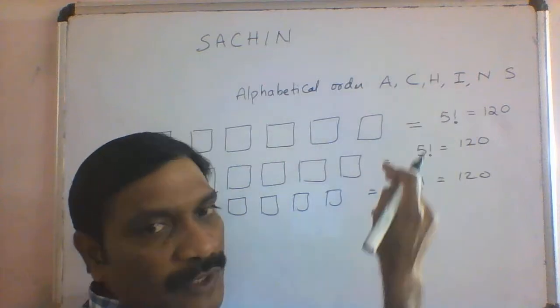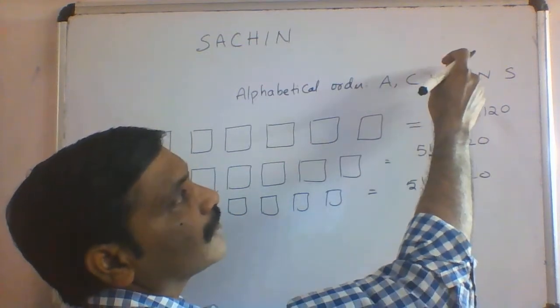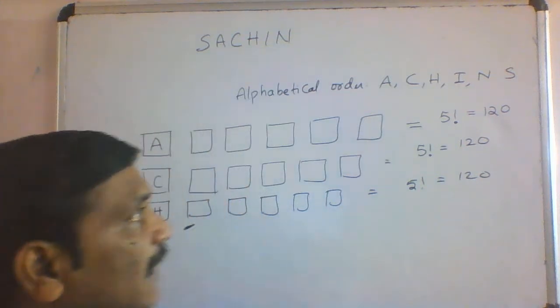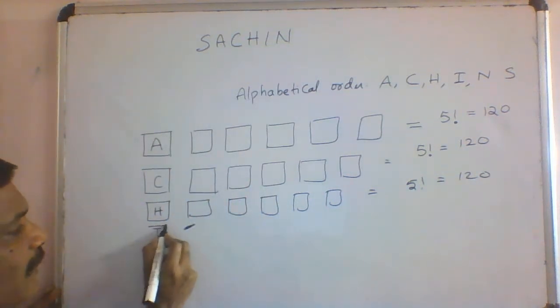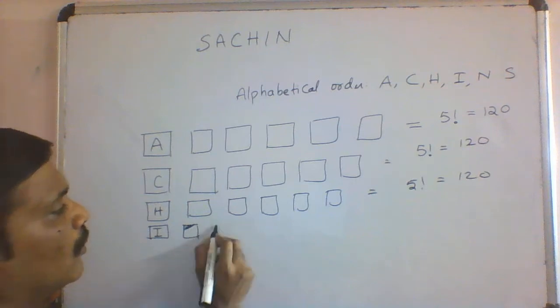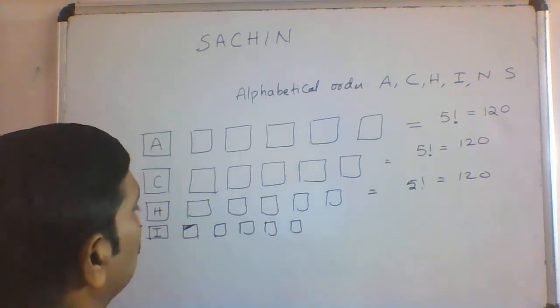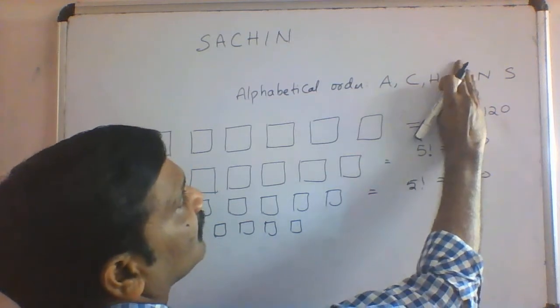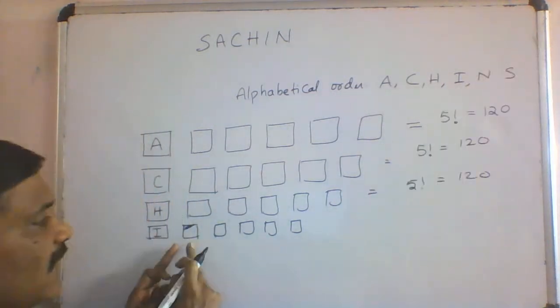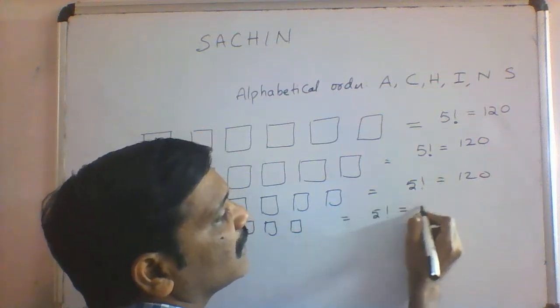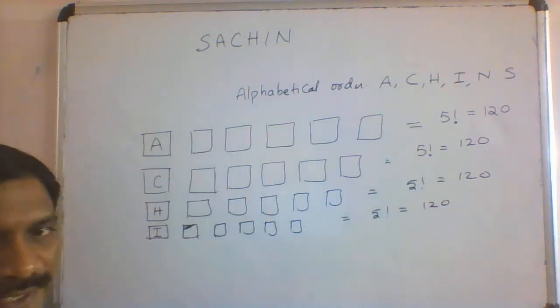After completion of words starting with H, we have to start writing words starting with I. I fix I here. 1, 2, 3, 4, 5 boxes are left. So when I fix I here, the remaining 5 letters can be kept in these 5 boxes in again 5 factorial ways, which comes to 120 again.